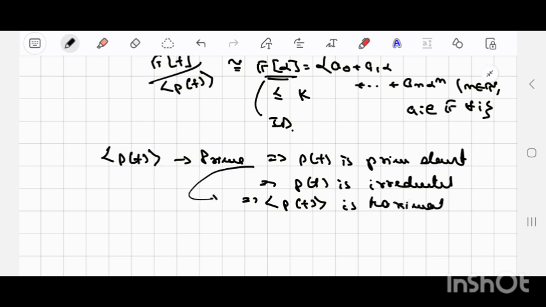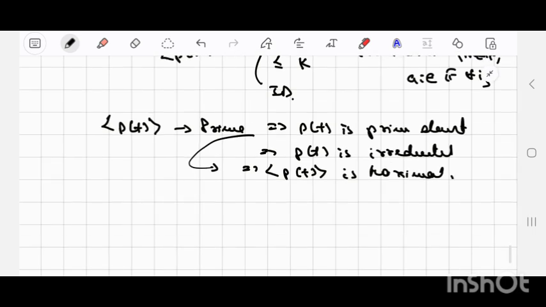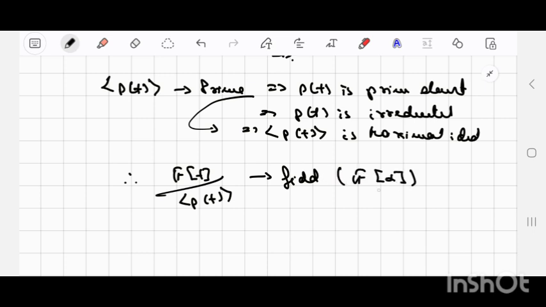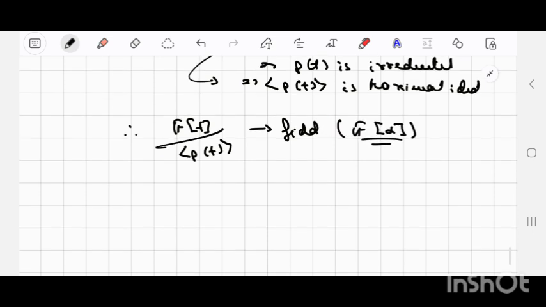In fact, it directly follows from here itself, because P(t) generates a non-zero prime ideal in a PID. Every non-zero prime ideal in a PID is a maximal ideal, so it is evidently a maximal ideal, which implies that F[t] over P(t) is a field, right? And what is the field? It is basically isomorphic to this, so this is the field, right?